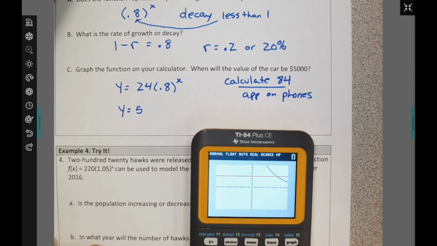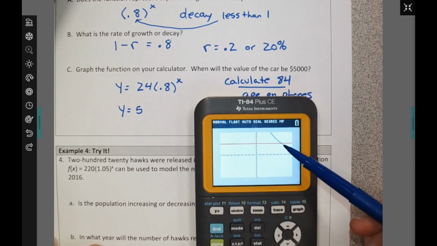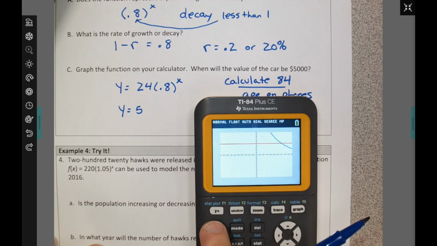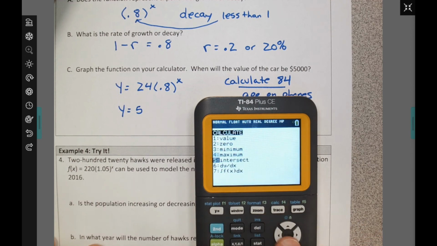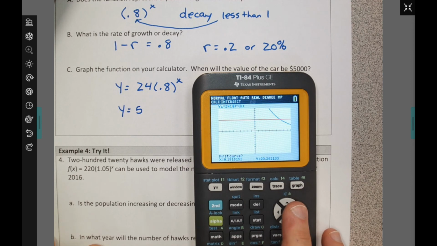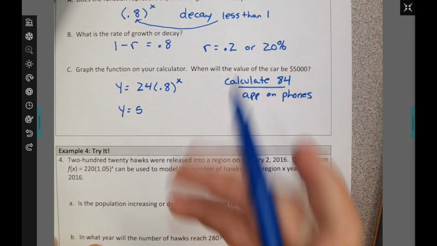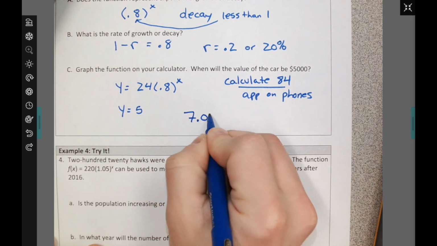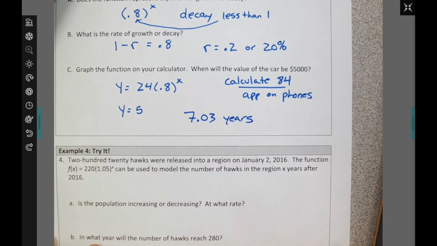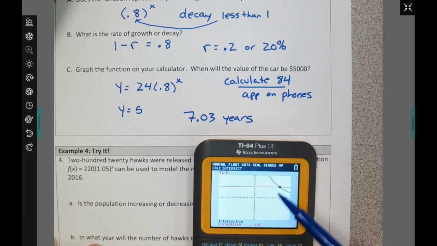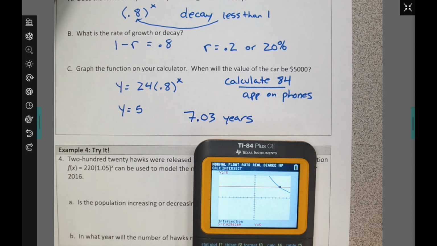So what we are looking for here is the intersection point. I want to know what point they cross. To do that, I'm going to go second, calc, and then down to intersect. They ask me for the first curve. I'm going to move my cursor until they're lined up, so I keep hitting the right. Okay, there's a cursor there. Boom, boom. It says they intersect roughly at 7.029. So that's going to give me about 7.03 years. On the intersection, you are looking for the x value. On my calculator at the bottom, it tells me they intersect at 7.03. So that's it for section 6.1.